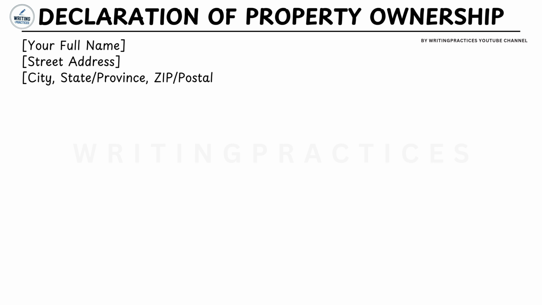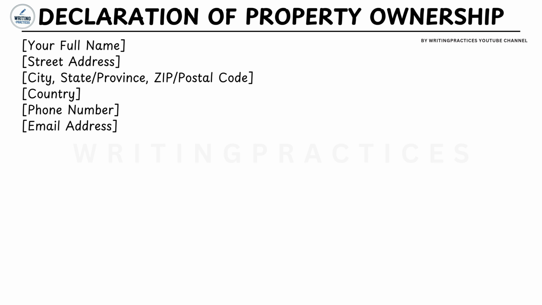A professional declaration of property ownership letter clearly identifies the property, explains how ownership was obtained, states the purpose of the declaration, and confirms your willingness to provide supporting documents if requested. So here is how to write it.